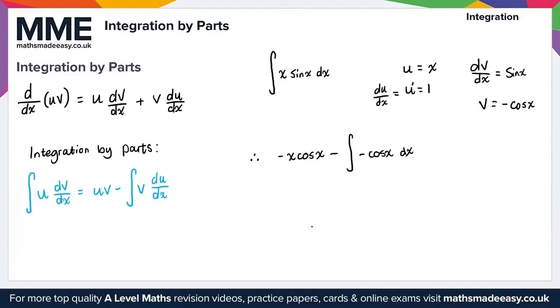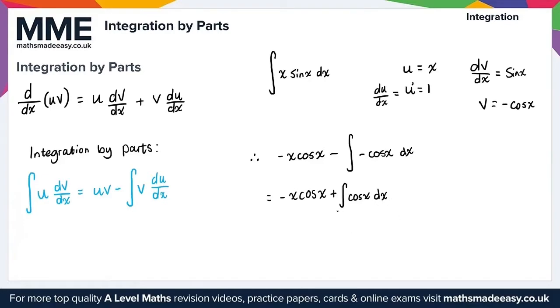And now we can simplify. This is minus cos x, so we can apply linearity and take this minus 1 outside, which in this case would make this plus the integral of cos x. So therefore this is going to give us minus x cos x plus the integral of cos x with respect to x. Okay, and now to finish this, all we need to do is integrate cos x with respect to x.